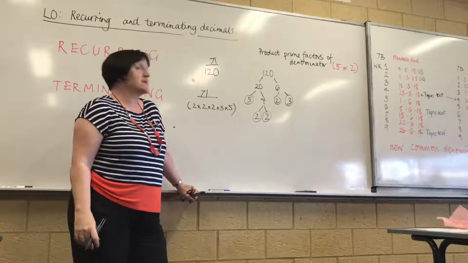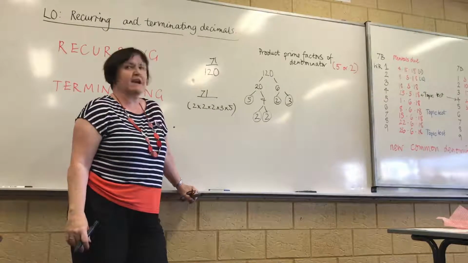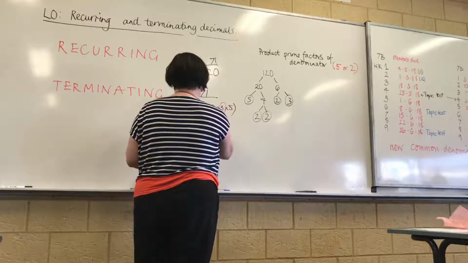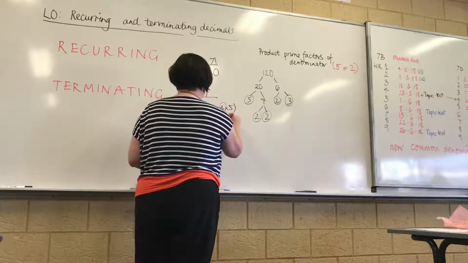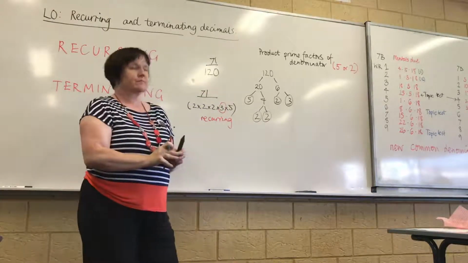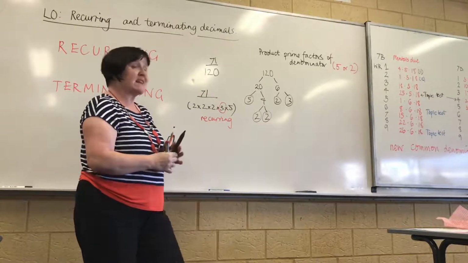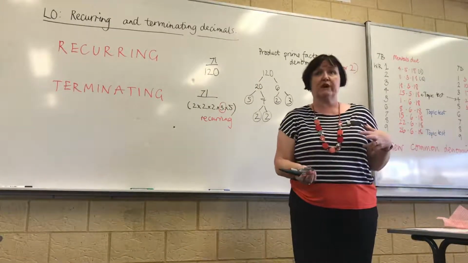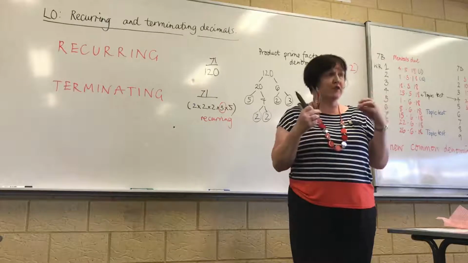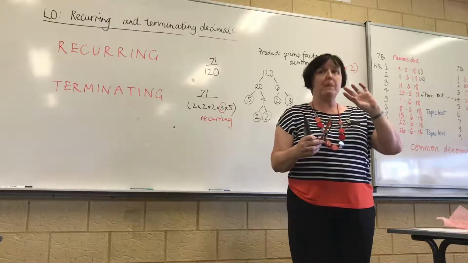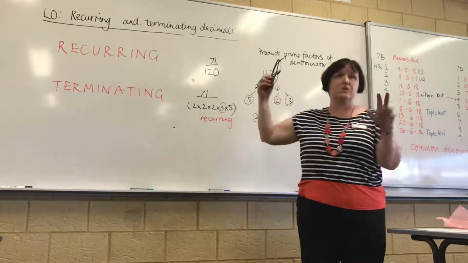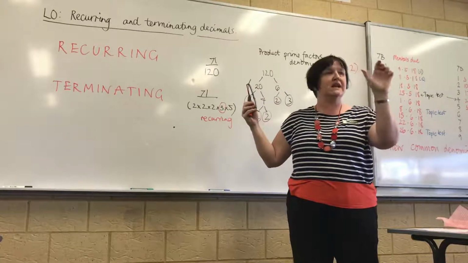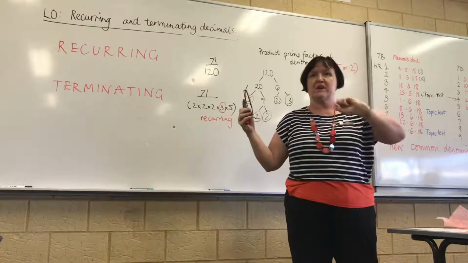So is that going to be terminating or recurring? Recurring, because we've got that 3 in there, haven't we? So it's going to be recurring. Okay, so that's the easy way to find out whether fractions are going to be terminating or recurring. You look at the denominator, find the product of the prime factors, which we've done before, and see if they are only 2 and 5 or whether there's another one in there.